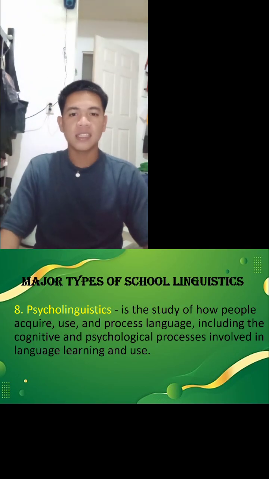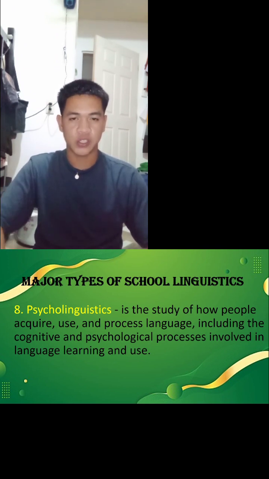Psycholinguistics. This is the study of how people acquire, use, and process language, including the cognitive and psychological processes involved in language learning and use. For example, a psycholinguist might choose to focus on how a baby develops their specific language to the exclusion of all others.